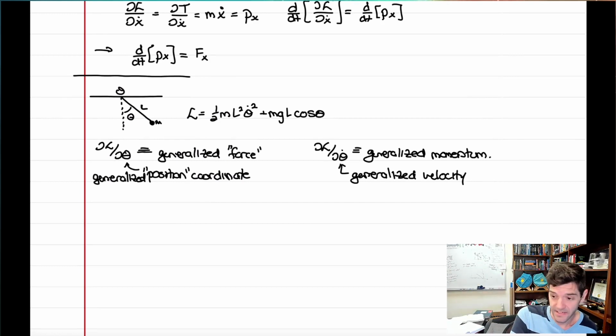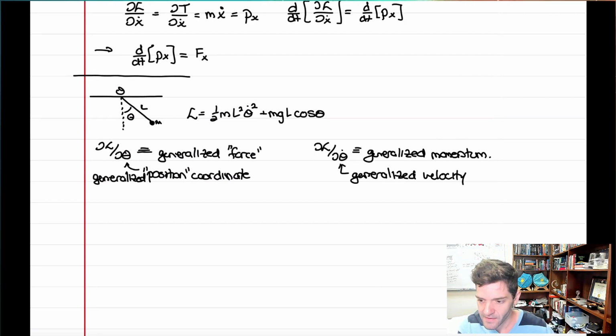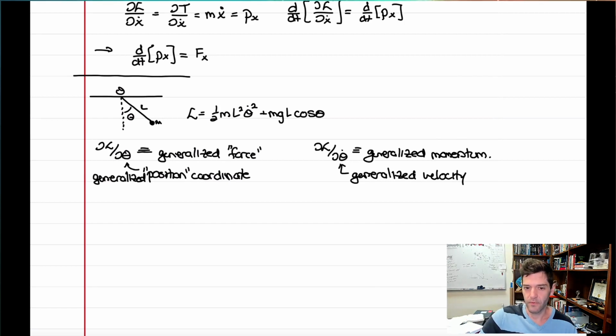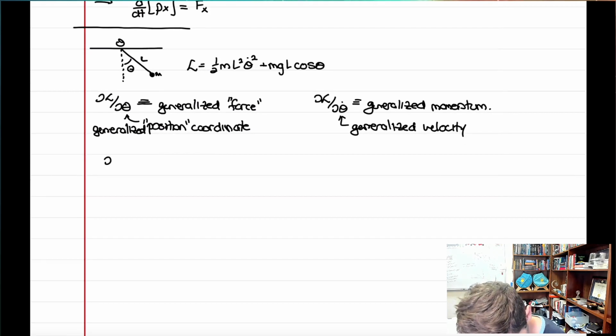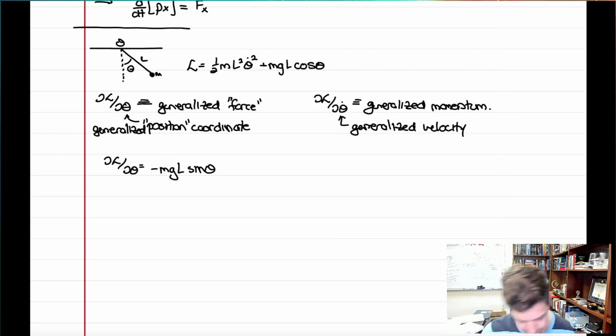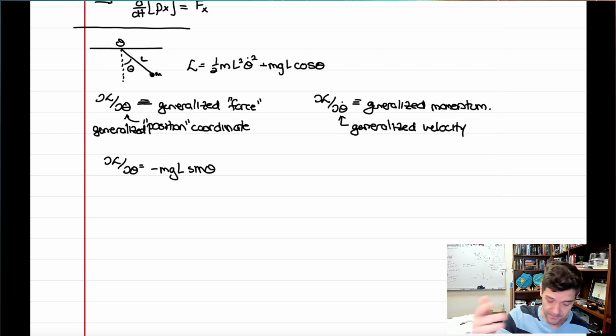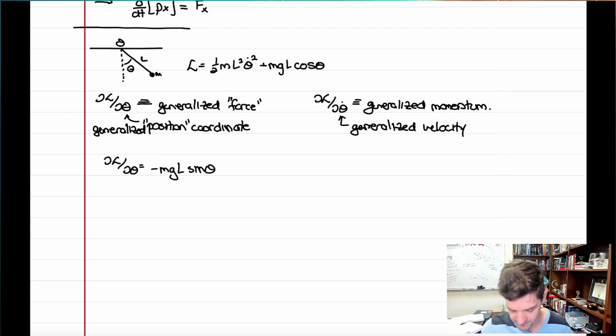Even though, again, it might not have units of what we think of as momentum, like m times v, the action principle approach actually generalizes this in a nice way. So let's look at this in terms of a pendulum. When I take L with respect to theta, it looks like I just get negative mgl sine of theta. And in the partial with respect to theta, there are no theta dots or anything, right? It's not a time derivative.